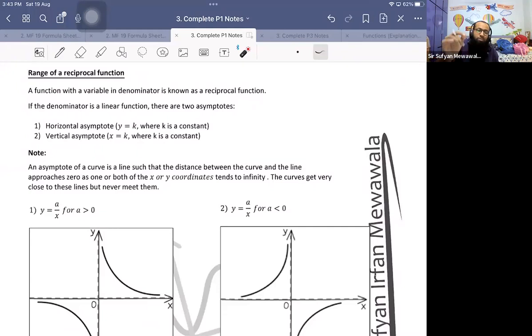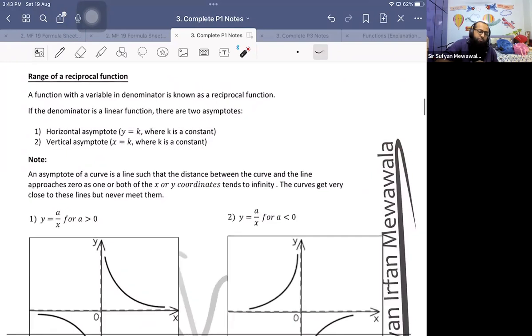But if we talk about a reciprocal function, what is it? A function with a variable in the denominator. So f(x) = x squared has the variable in the numerator. But if it's f(x) = 1/x or 1/x squared, now the variable is in the denominator. This means it is a reciprocal function. If the denominator is a linear function, there are going to be two asymptotes. Question: what are asymptotes, sir? We have never studied before what asymptotes are.